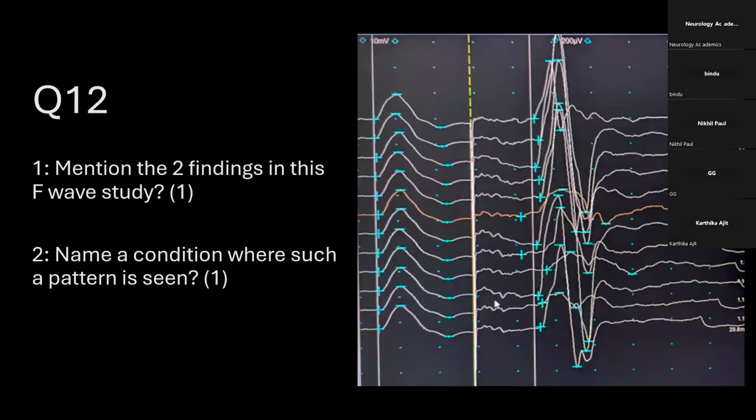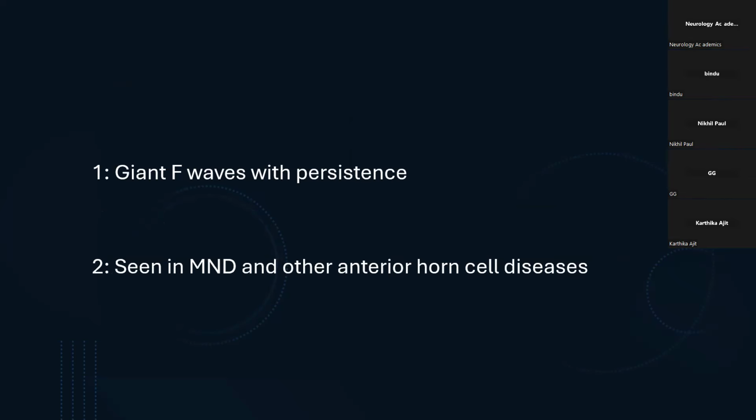So next question was to mention two findings in this FA study and name a condition where such a pattern is seen. So if we look here, the amplitudes are very high. It's giant FA with persistence. So it is seen in MND and other anterior horn diseases.